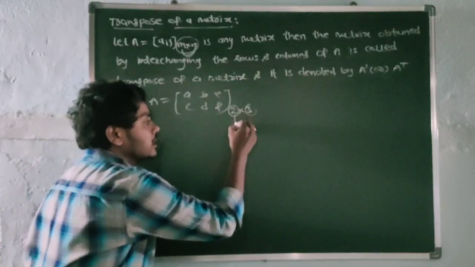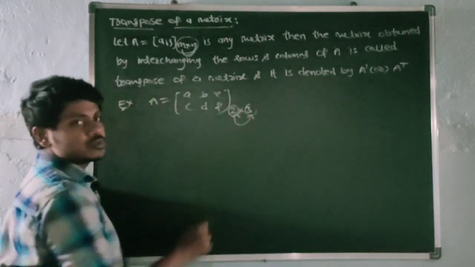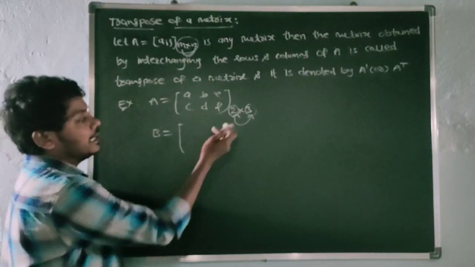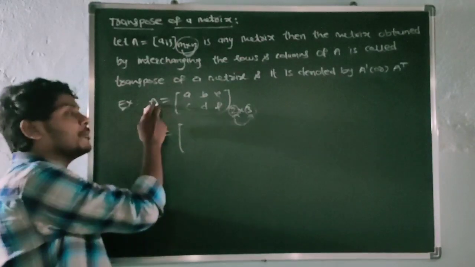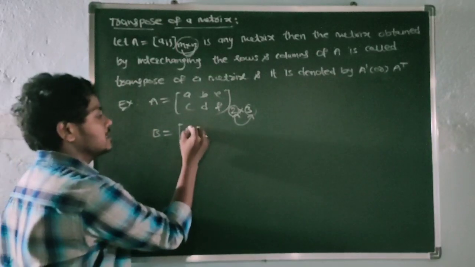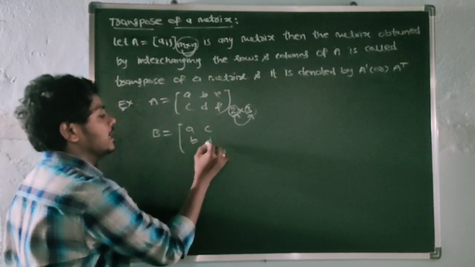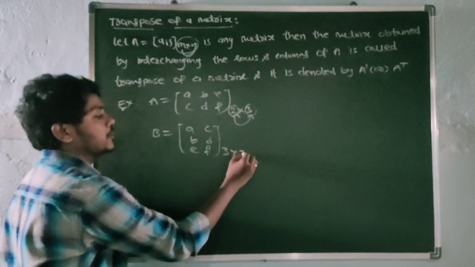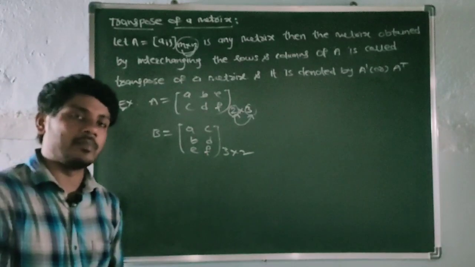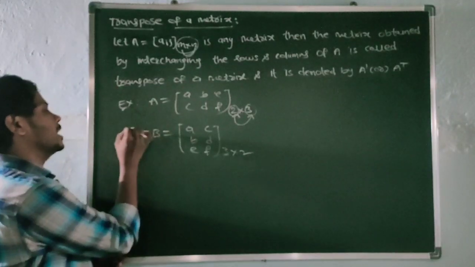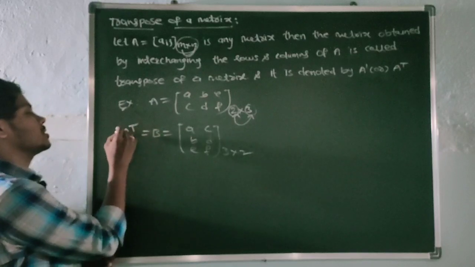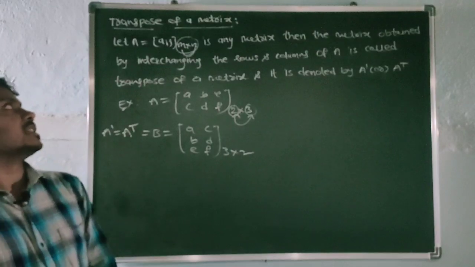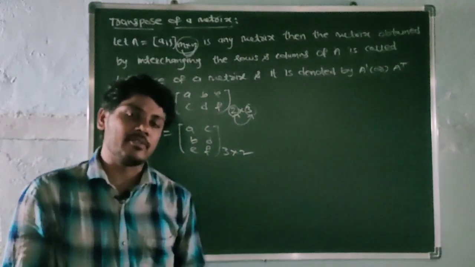Now interchanging the rows as columns and columns as rows, that is some matrix B. That is interchanging the rows and columns of matrix A. That is AC, BD, EF. So clearly you get 3 by 2. This is the transpose of the given matrix, and it is denoted by A transpose or A dash. Both are the same. So this is the definition of the transpose of a matrix.